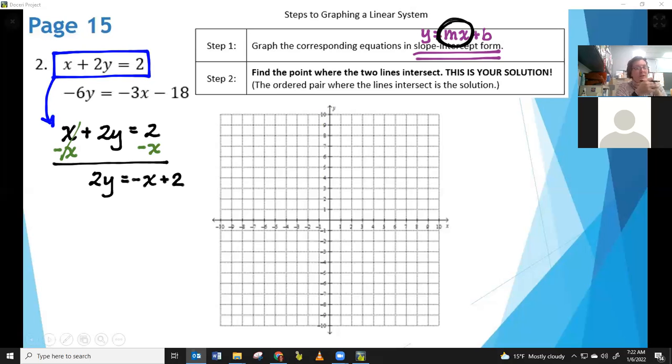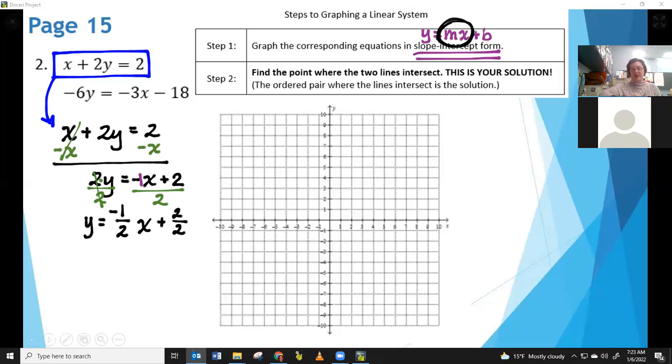I don't have the y all alone yet. I still need to get rid of what? Yes, absolutely correct. We're going to divide both sides by 2. Right now they're being multiplied. And when we divide both sides by 2, that means I have to divide each piece over there by 2. So that is a negative 1x. I have to distribute that and divide it by 2. And then I have to distribute 2 divided by 2. We distribute with division just like we distribute with multiplication.